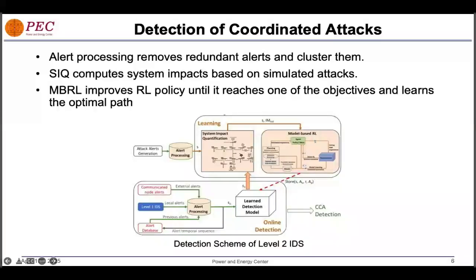For level 2, our methodology includes alert processing, where we remove redundant alerts and cluster those alerts together. And then we have a system impact quantification process, where we simulate their attacks on our simulation tool, and then we see how it will impact the system. And then at the end, we have the model-based reinforcement learning, where we keep improving the reinforcement learning policy until it reaches one of the objectives and learns the optimal path toward it. That's how we can predict the attacker objective and also the attack path.